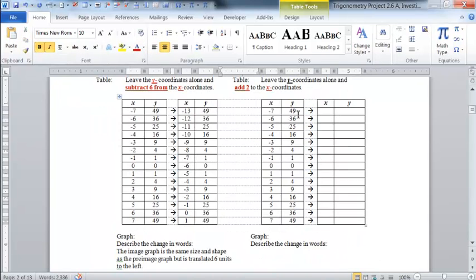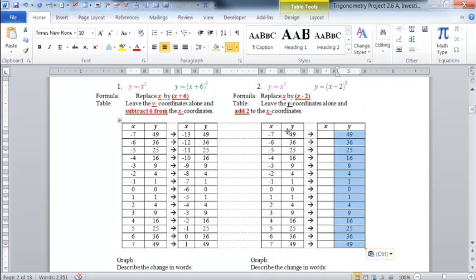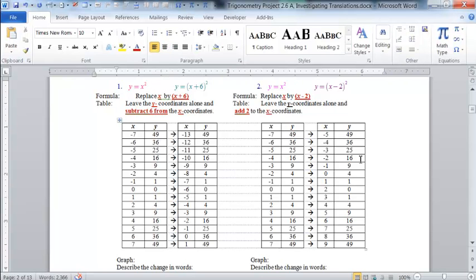Okay, so again, I'm going to line the table up in such a way, pre-image to image, so corresponding points line up. To do this, the y values are going to stay the same, and I'm going to add 2 to all the x's. So negative 7 plus 2 is negative 5. Add 2 to negative 6, you get negative 4. Negative 3, negative 2, negative 1, 0, 1, 2, 3, 4, 5, 6, 7, 8, 9. Those are all just adding 2 to the previous one.